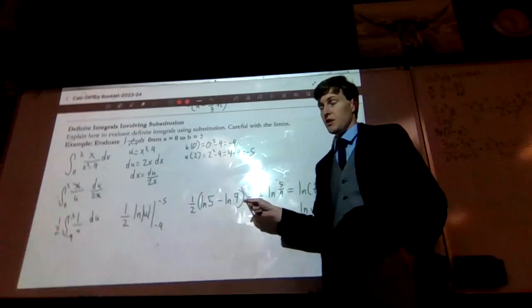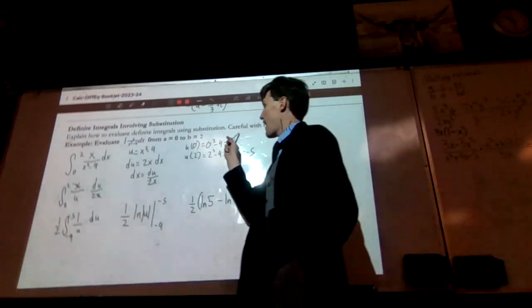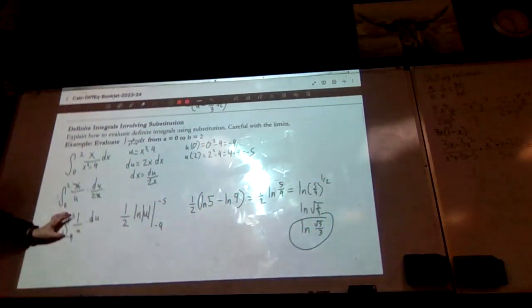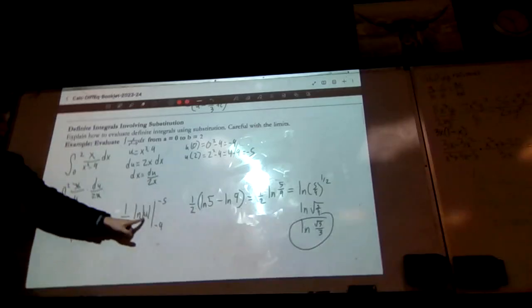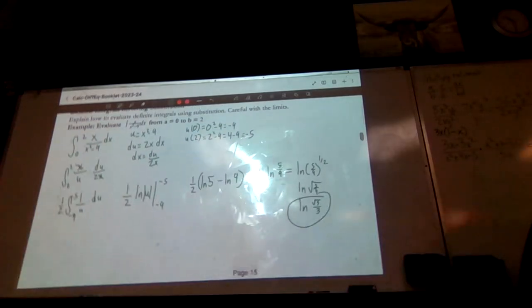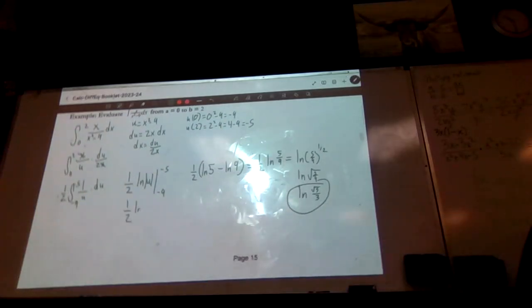Okay, so one other thing you can do. As Grant saw, we had the 0 to 2 here, and we replaced it with -9 to -5. Now, do I have to do that? Not necessarily, because you could use the bounds from 0 to 2, and replace u with x. So instead, you could do this: 1/2 natural log of the absolute value of x squared minus 9 from 0 to 2. And if you did that, you would get 1/2 parentheses natural log of 4 minus 9 minus the natural log of 0 minus 9. And notice, what do you get from that?